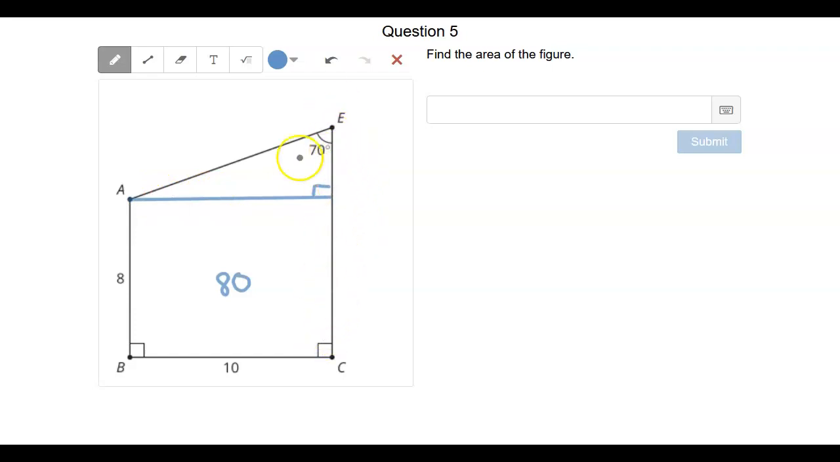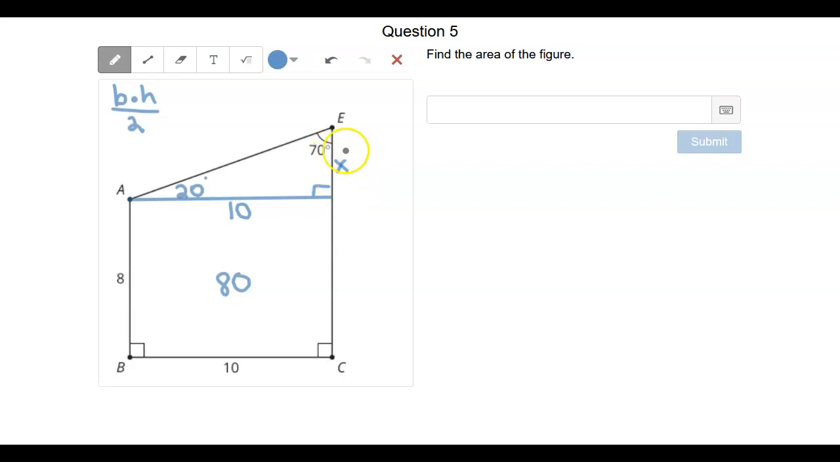And in order to find the area of this triangle here, I have to know this side because that is the base of my triangle. And the formula for the area of a triangle is base times height divided by 2. I do know this length here, however, that is 10. And I also know this angle measure right here. If this is a right angle down here, then I know that these two angles here have to be complementary. So this is also a 20-degree angle up here.